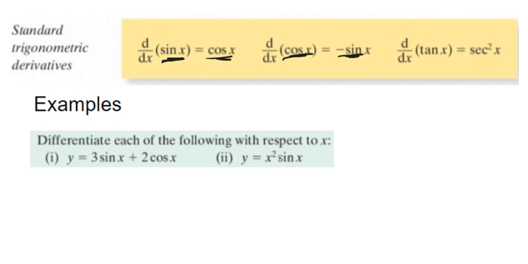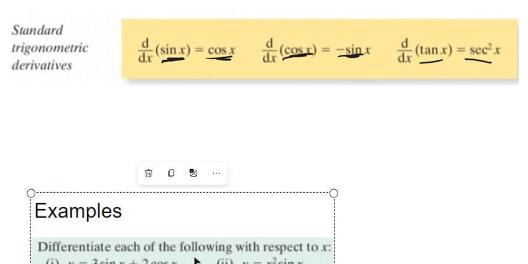Then when you're differentiating tan, it changes to sec squared. So the tan one, that's not as common, so you won't have to do tan as much in general. Let's just look at these examples. The other thing is with these you'll generally have to do chain rule.